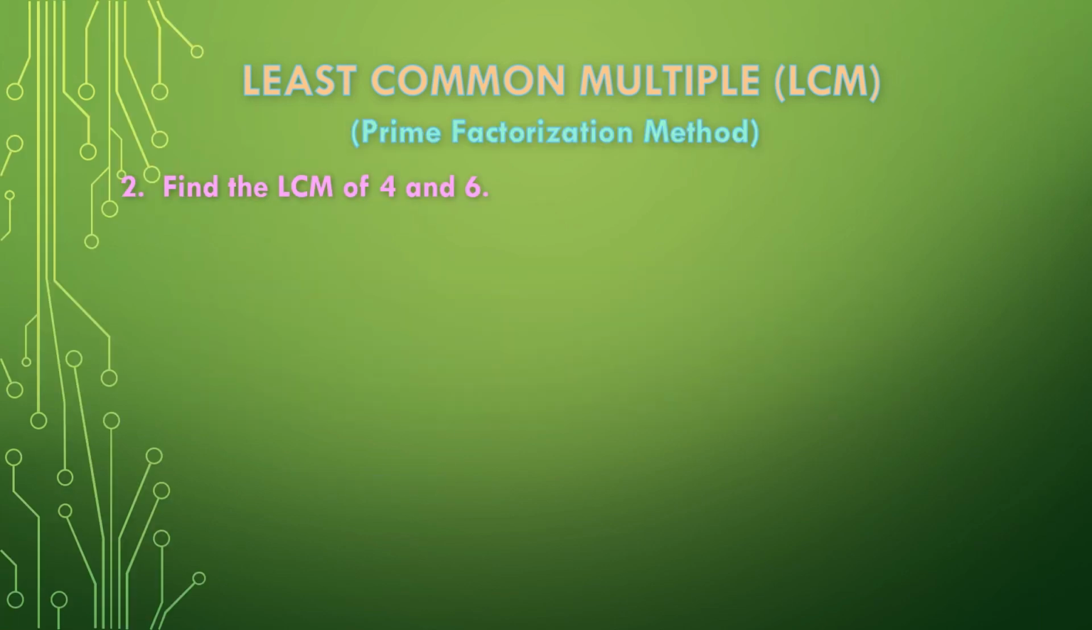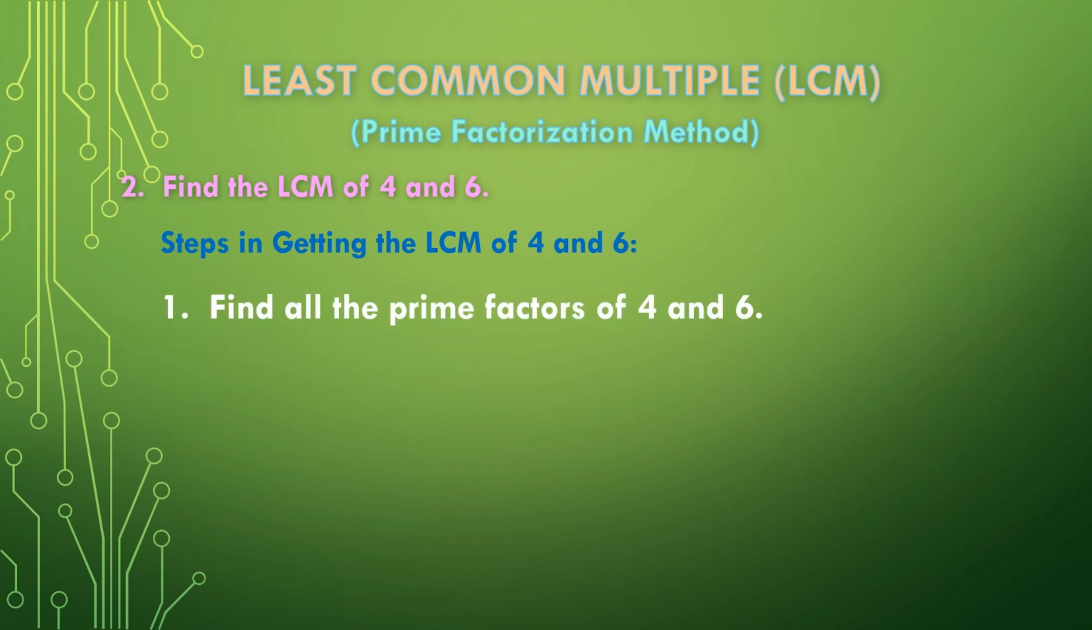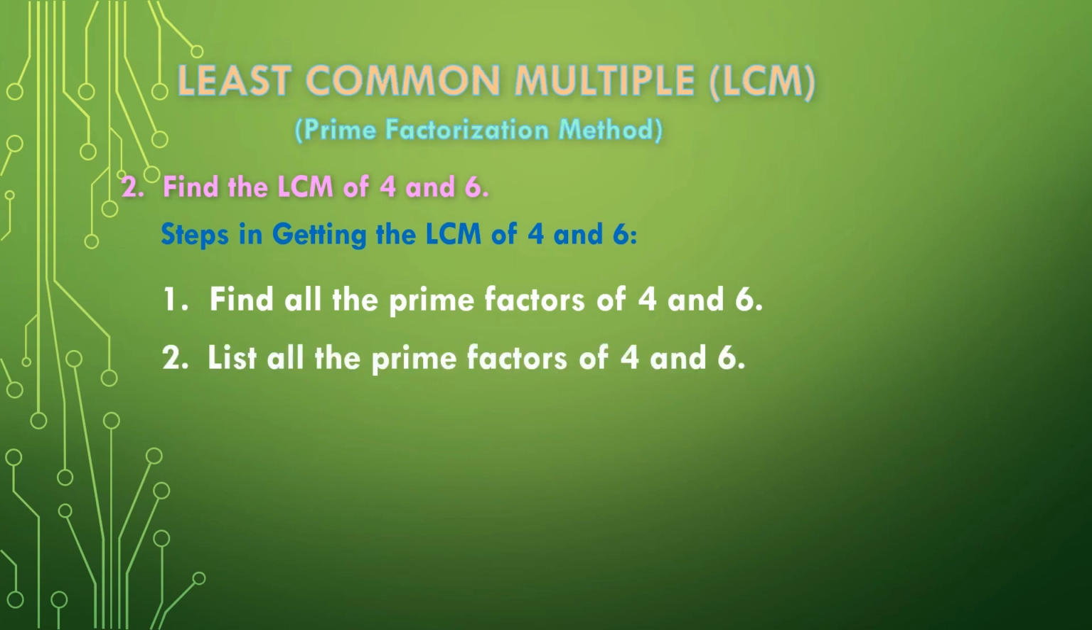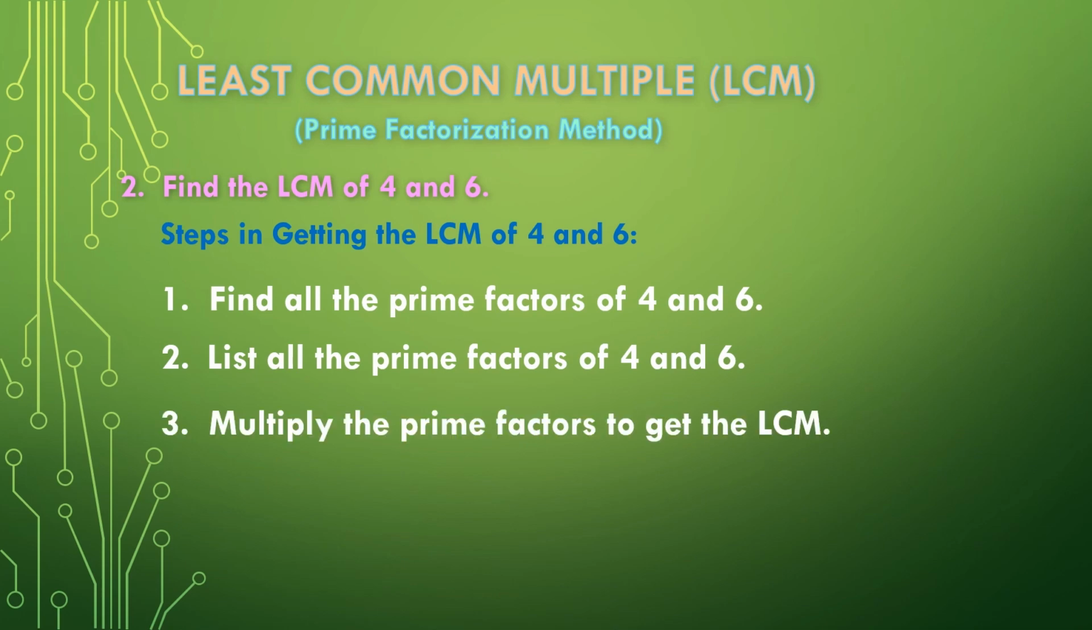In the second problem, we will be finding the LCM of 4 and 6 through the prime factorization method. Here are the steps in finding the LCM of 4 and 6. In finding the LCM using the prime factorization method, we need to break down 4 and 6 into their prime factors. I'll be using the factor tree method as a visual tool to help illustrate the process of prime factorization. Next, list all the prime factors of 4 and 6. Last, multiply the prime factors to get the LCM.